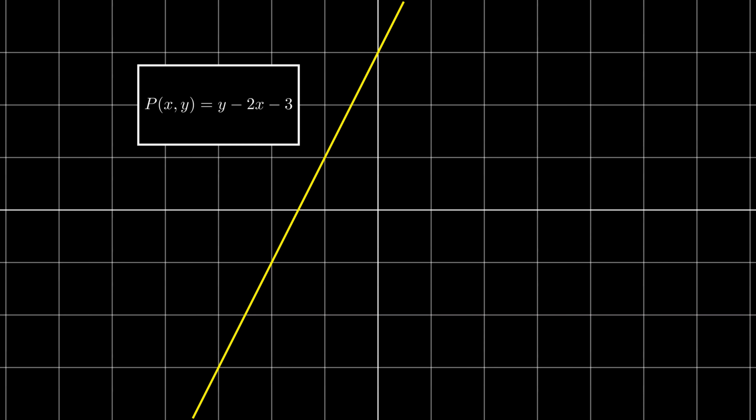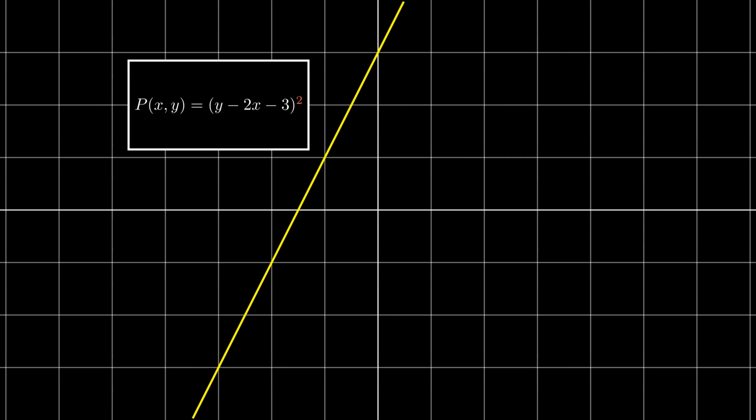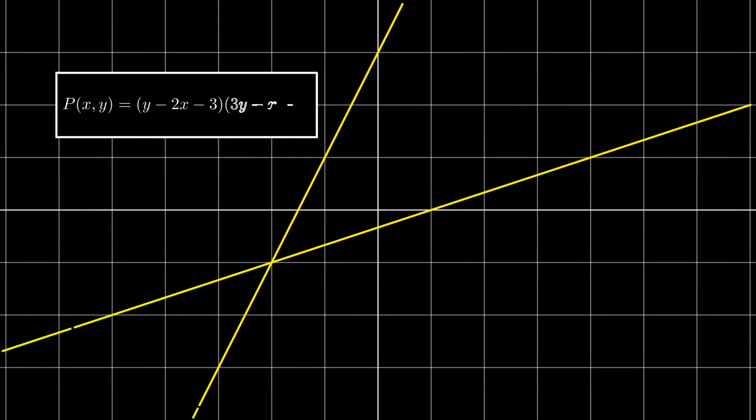A little nuance is that we don't allow the same component to appear more than once, since that would contribute nothing to the zero set of a polynomial. For example, we won't deal with polynomials like y minus 2x minus 3 squared. However, multiplication of two different lines is perfectly fine, and indeed this is a curve of degree 2.